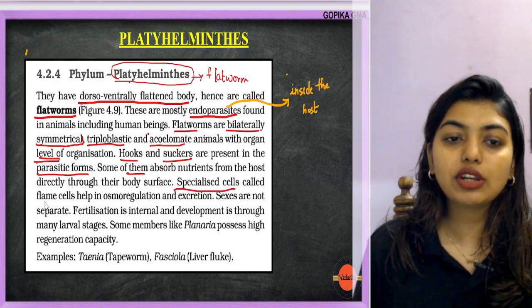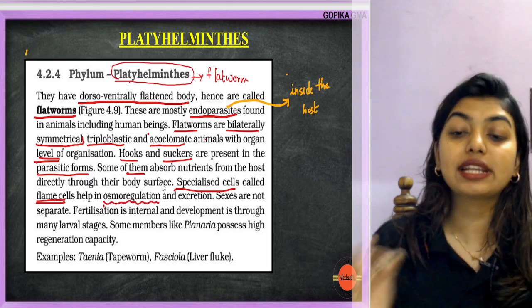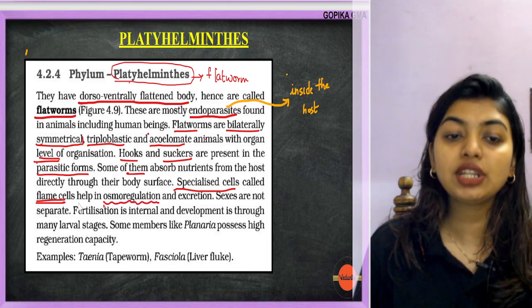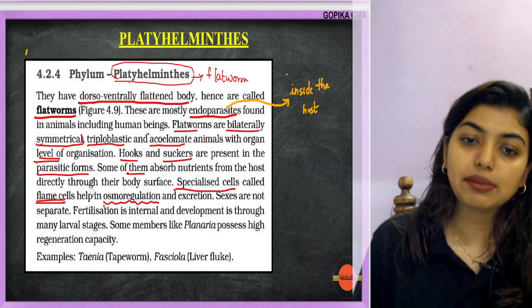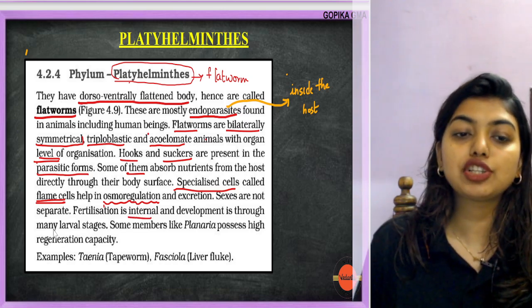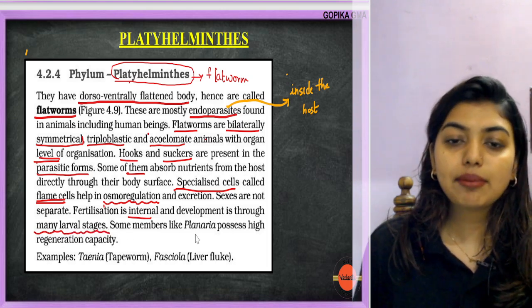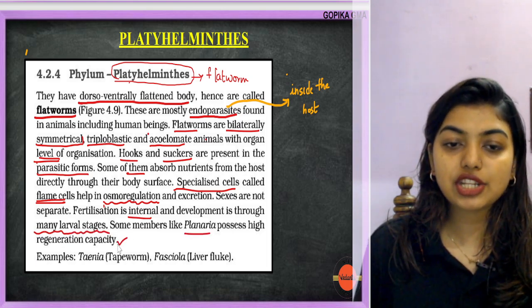Specialized cells called flame cells, very important, help in osmoregulation, that is excretion as well as osmoregulation. Sexes are not separate, fertilization is internal, and development is through many larval stages, not one larval stage. Some members like planaria possess regeneration capacity.